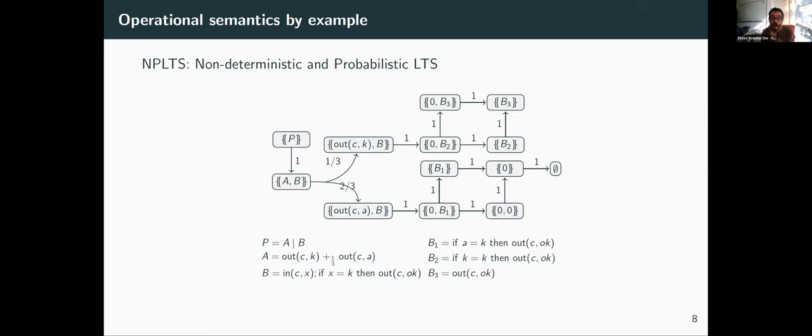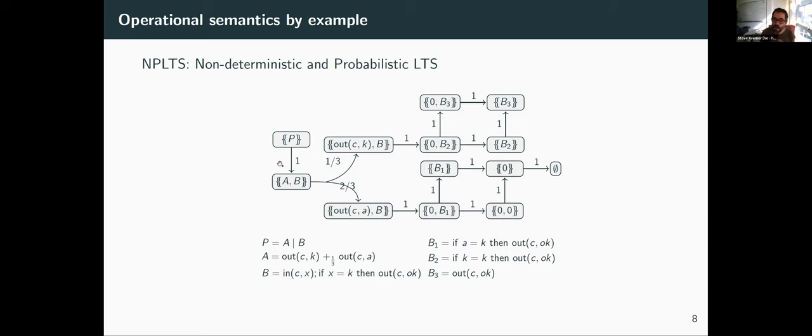I won't go into all the formal details of the operational semantics, but what we need to remember is that this gives us a transition system which is both non-deterministic and probabilistic. Here is a little example: from P, I can move to executing both A and B, because P was the parallel composition of A and B. And in A, I have a probabilistic choice. So here I have a transition which is actually a probability distribution. With probability 1/3, I'm going up here, and with probability 2/3, I'm going down here.